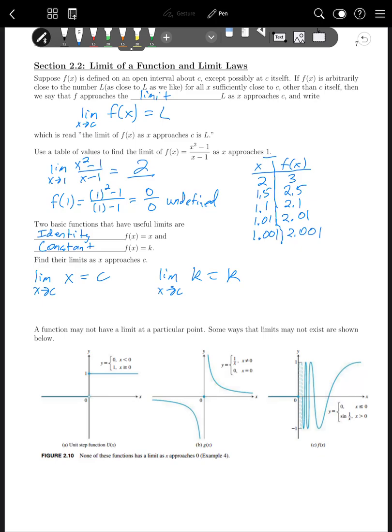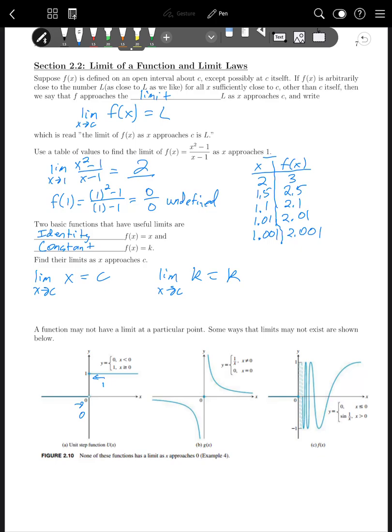Now, here are some examples of what could happen where we might not actually get a limit. So if you look at these, the first one has a little step to it. So as x approaches 0, on the left-hand side, we're getting close to 1, but down here on the right-hand side, we're getting close to 0. So is there a number that both sides of the function approach? And the answer to that is no. Okay, so that's why it doesn't have a limit.